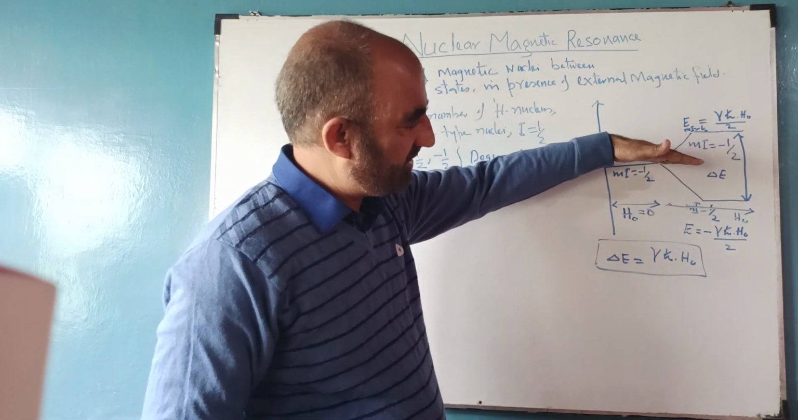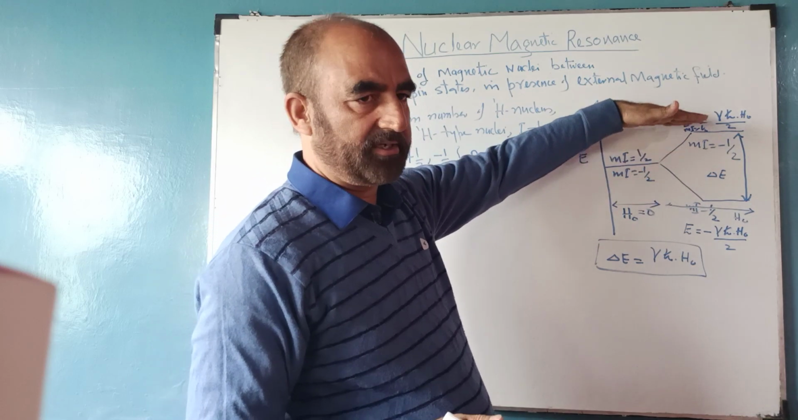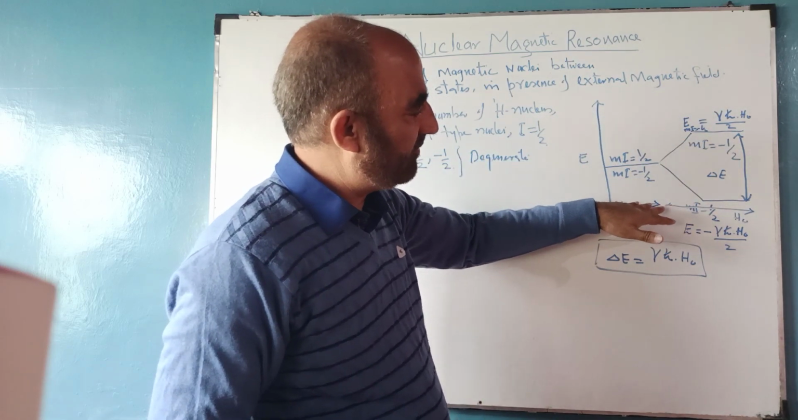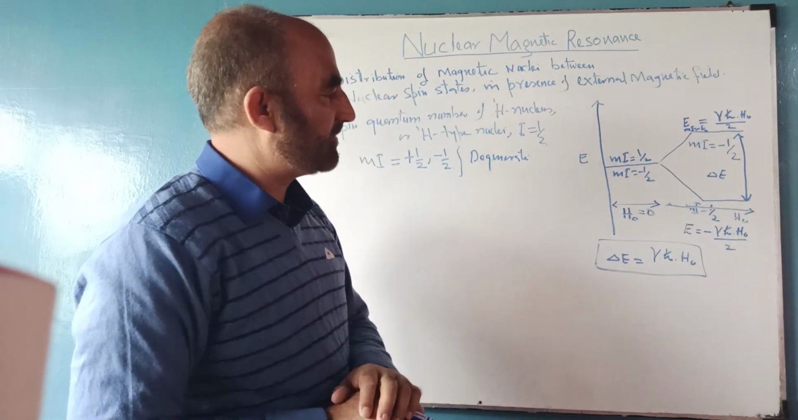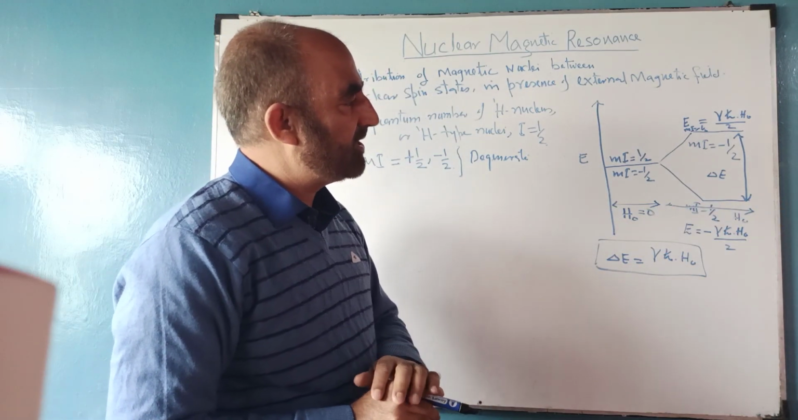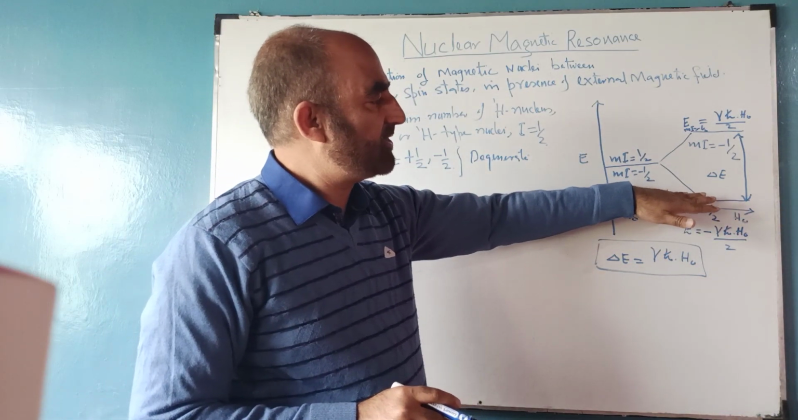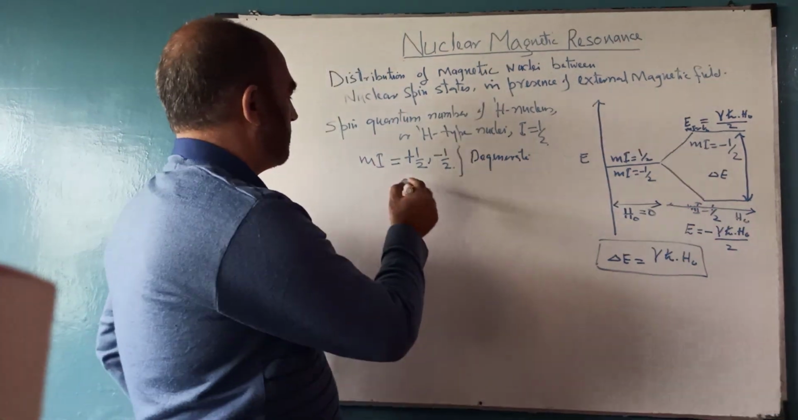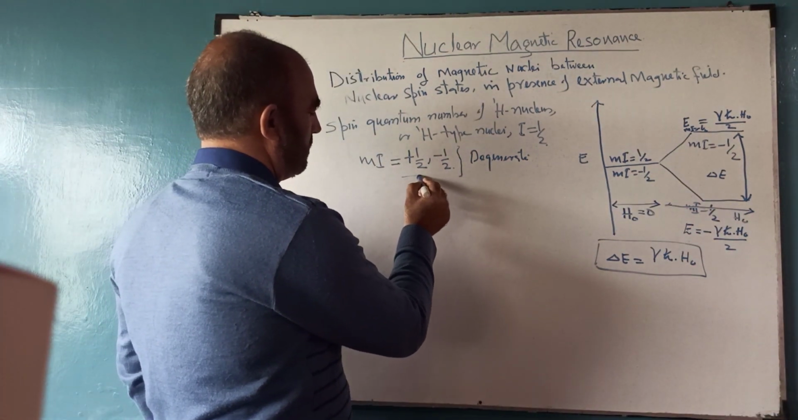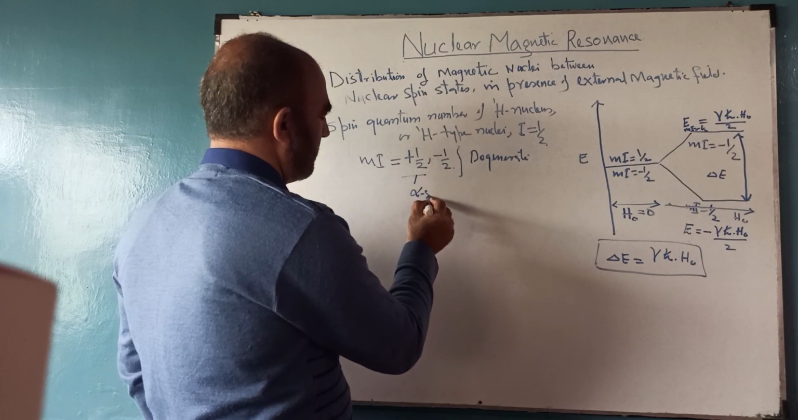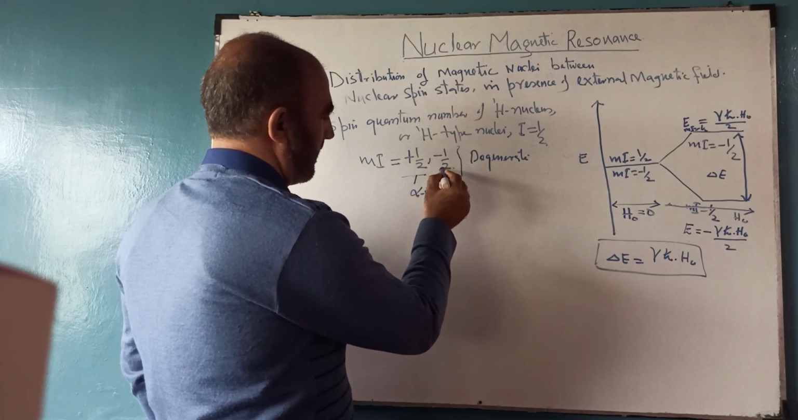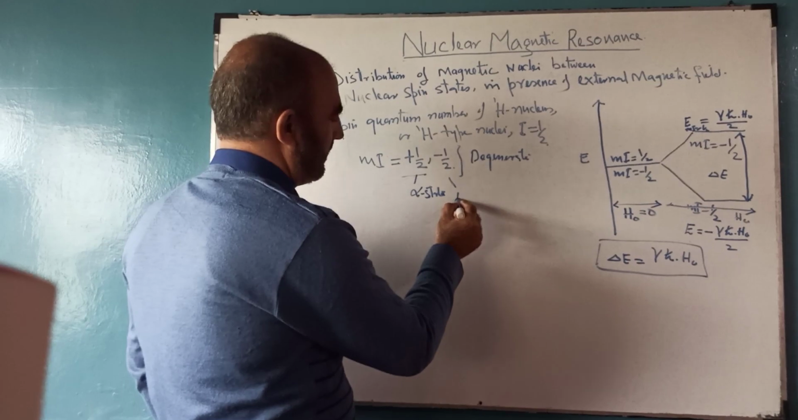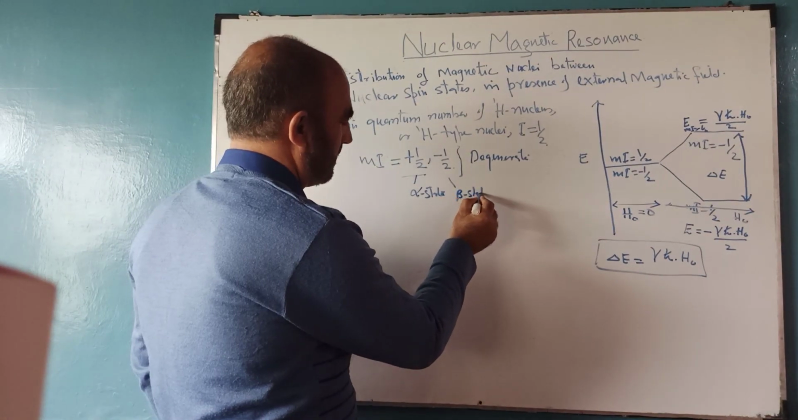The energy of the one state will decrease, the energy of the other state will increase, and that difference will be proportional to the field strength. Now in such a case, what will be the population of the two states? One state with mi value plus 1 by 2, we may call it alpha state, and mi value minus 1 by 2, we can call it beta state.